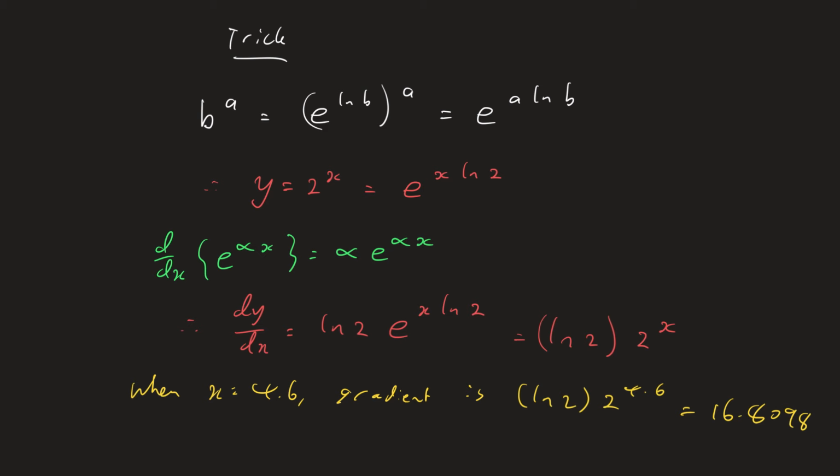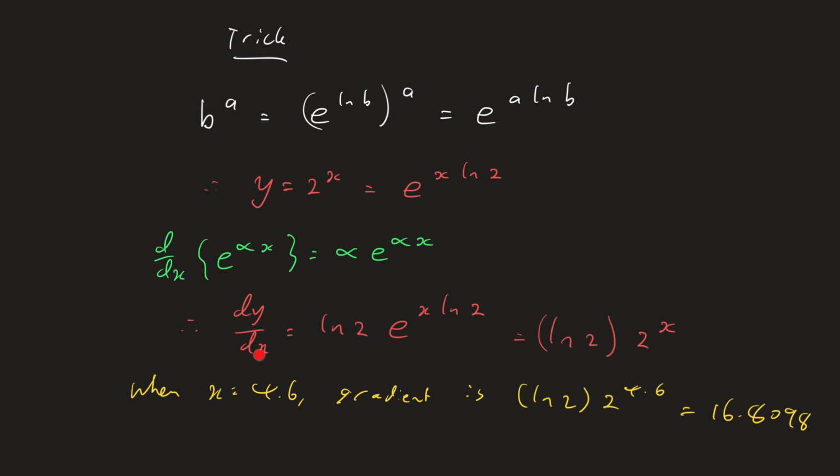Our function y equals 2^x can therefore be written as y equals e to the x times the natural logarithm of 2. We know how to differentiate e to the alpha x. We get alpha e to the alpha x. Indeed, the derivative of e to the x is just e to the x. In some ways, that's its defining property. Its derivative is just the function itself. In our particular case, alpha is the natural logarithm of 2.